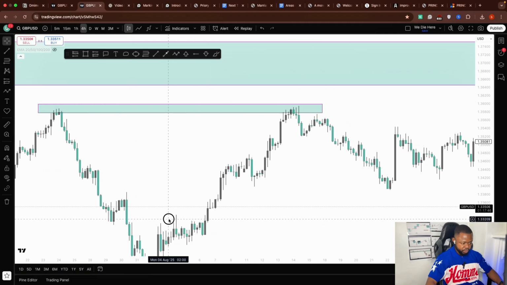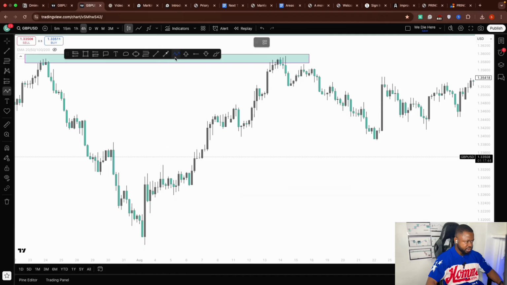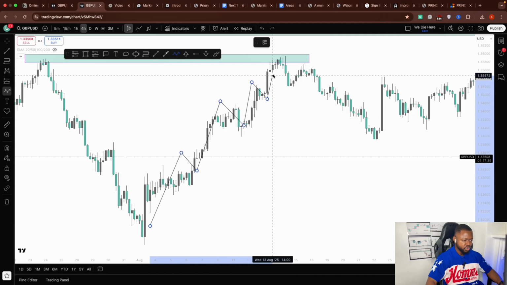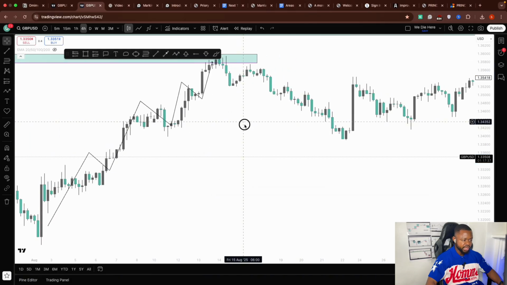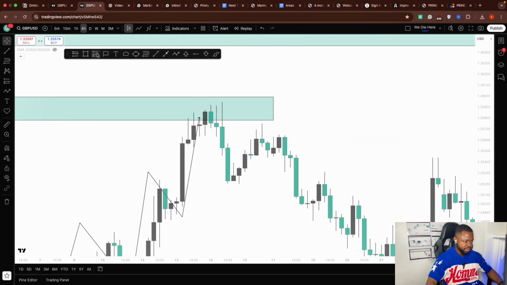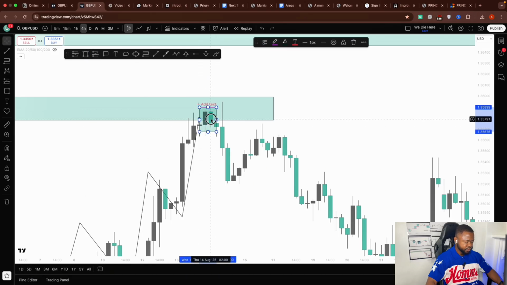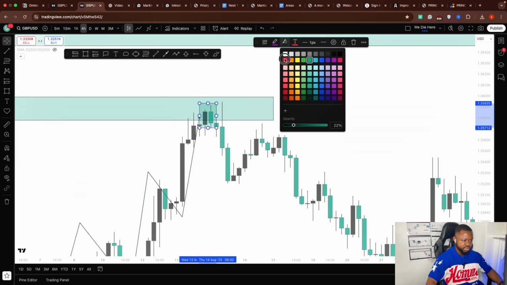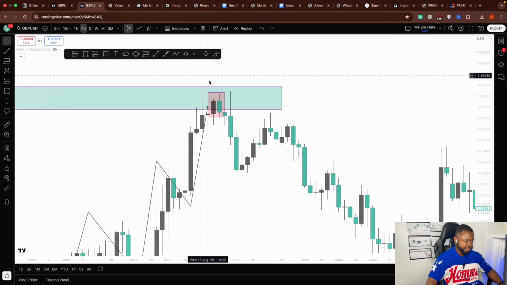Now look at the tweezer top here. Price was trending, doing its thing. As soon as it got here, if I zoom this out properly, you can see these particular candles, just these two candles here. Pay attention to just these two candles. I'm going to change it to red so you can see.